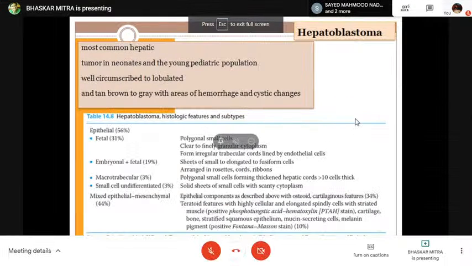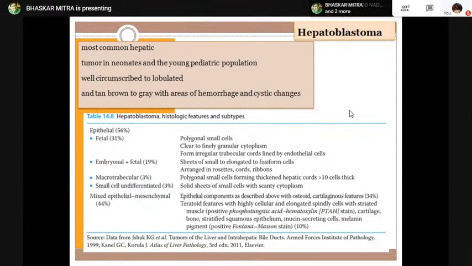Okay, they are usually well circumscribed lesions. It may be of varied morphology. It can be epithelial, showing fetal type with polygonal cells, embryonal and fetal type, macrotrabecular type, small undifferentiated type. There will be a mixture of epithelial and mesenchymal combination here.